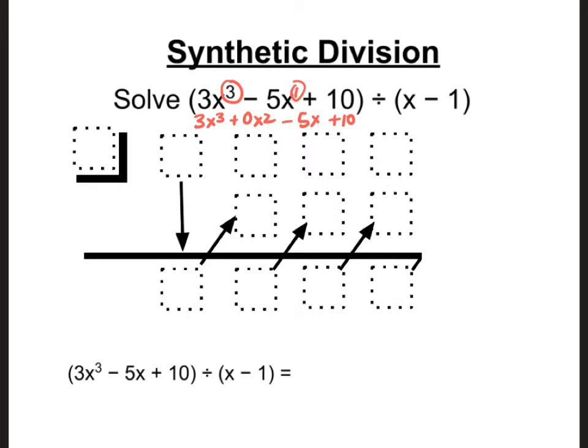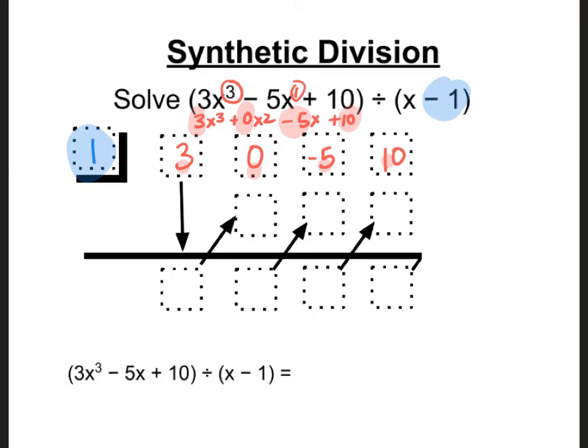Then we're going to set up our problem the same way. So remember, in that little square in your little house here, you're going to put the opposite of this number. So we're going to have a positive 1. And then we want to take each of our coefficients and put them in each of these boxes. So I have 3, I have 0, I have negative 5, and I have 10. So we're going to have 3, 0, negative 5, and 10.